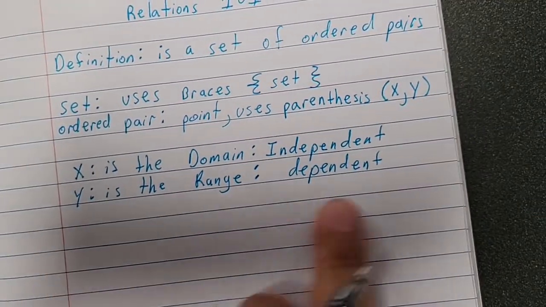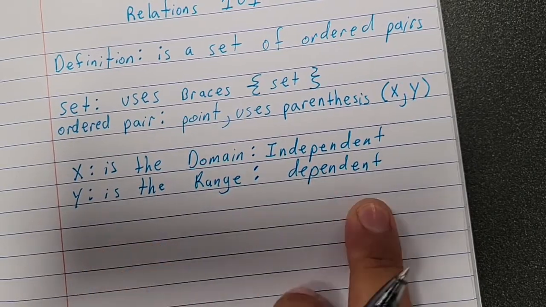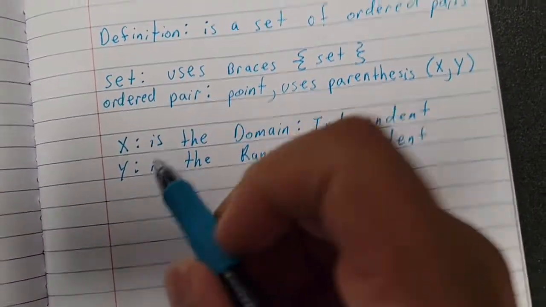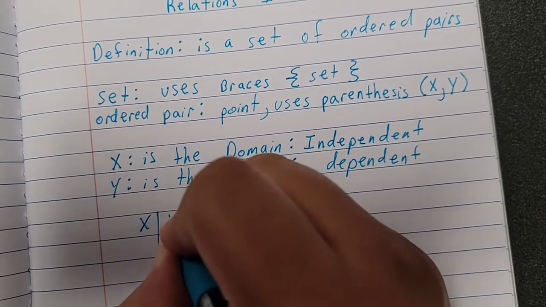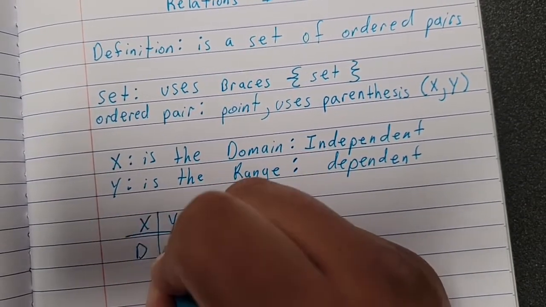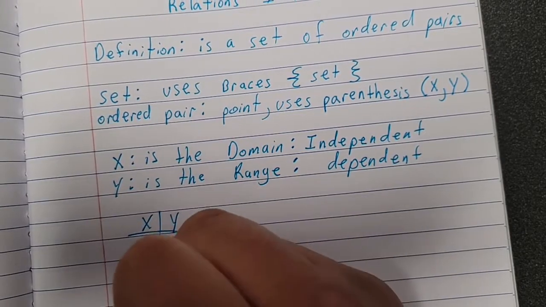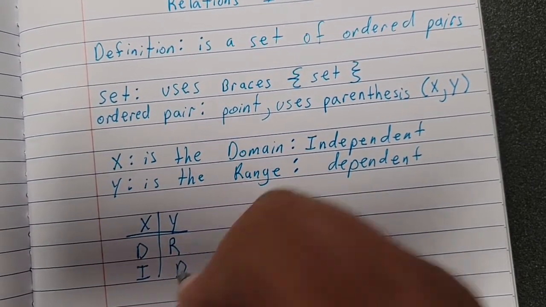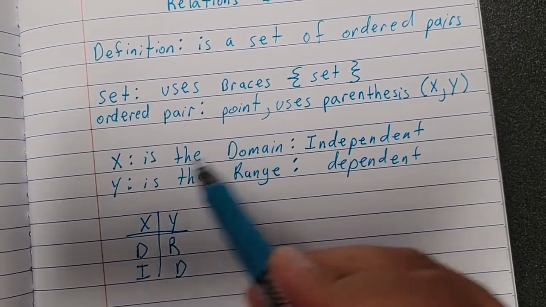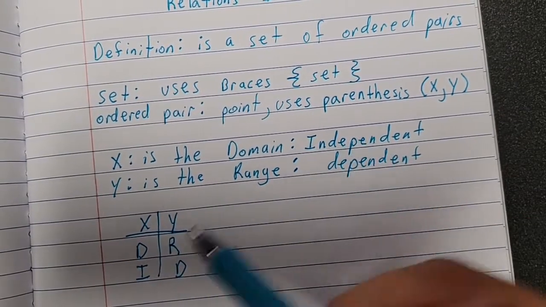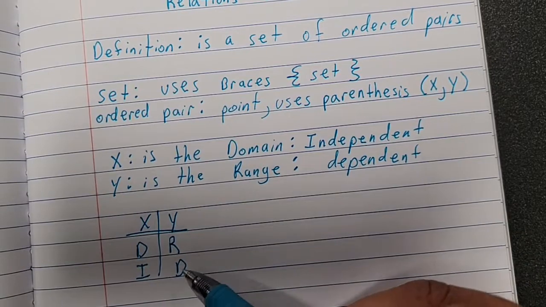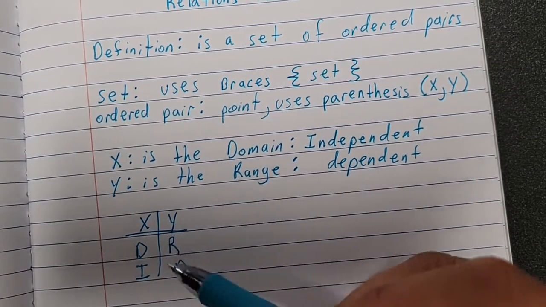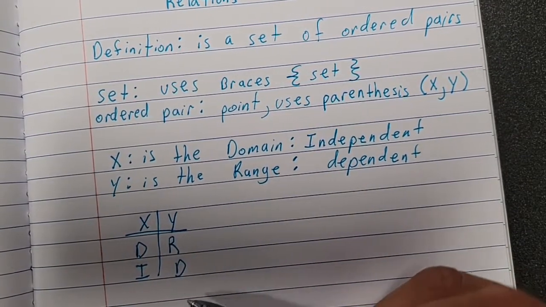All right. Now, one thing a lot of people like to do, if we have a table, so we have X, Y, a lot of people put DR, doctor, and then ID. So the X is the domain and independent. The Y is the range and it is dependent. So that's one way people like to learn it. Okay.